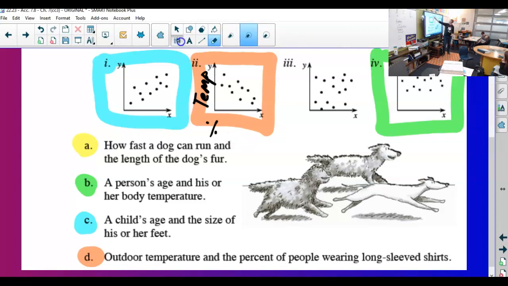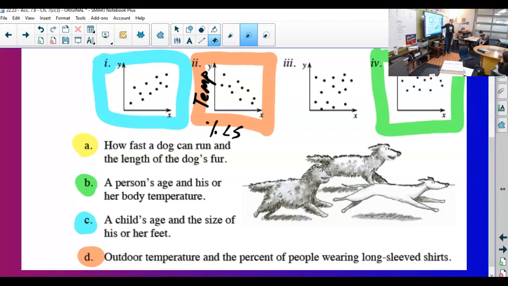Because if you're cold, it's higher on the y-axis, and if it was hot, it's low on the y-axis. On the left side of the x-axis, it was how many people were wearing it, and the other way around for the other side. So as long sleeves increases, the temperature decreases. Actually, I think we could flip these around and it would still work. Yeah. Because as the percentage of people wearing long sleeves decreases, the temperature increases.